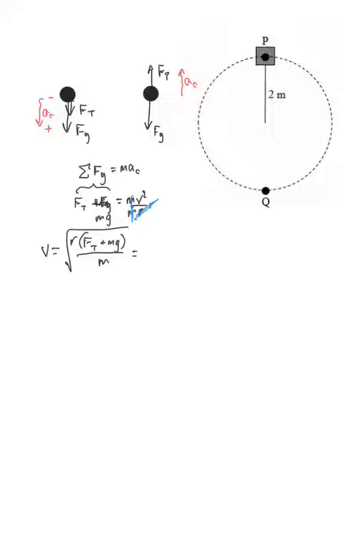So if everything is plugged in correctly, let's put the numbers in. The radius was 2, the tension at the top was 20, plus the mass, which was 0.5, times 10 is 5, divided by 0.5, and let's work through this without using a calculator. So we have 2 times 25, which is 50. 50 divided by 0.5 is going to double it, so now it's 100, and the square root of 100 is 10 meters per second.